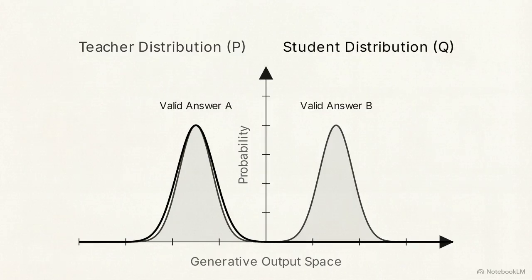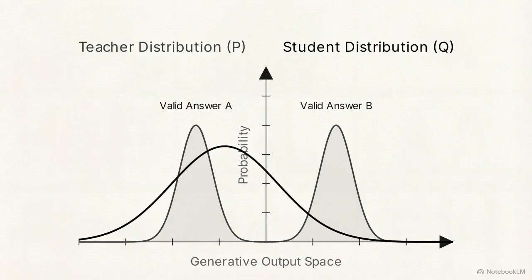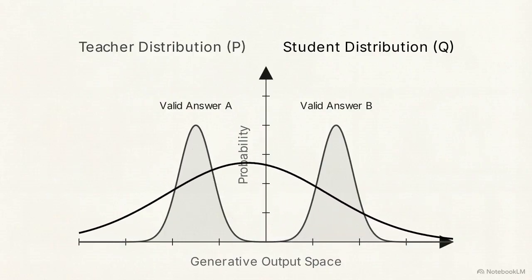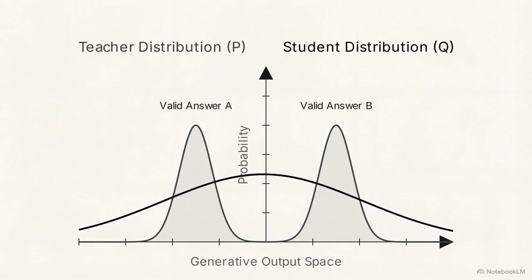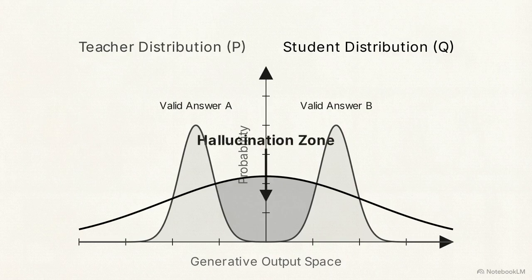Driven by forward KL, the student attempts to cover both peaks to avoid the zero probability penalty. Lacking the capacity to form two distinct sharp peaks itself, its curve stretches unnaturally wide into a single broad mound. Notice the area between the two teacher peaks that the student curve now covers. This specific area is the hallucination zone.